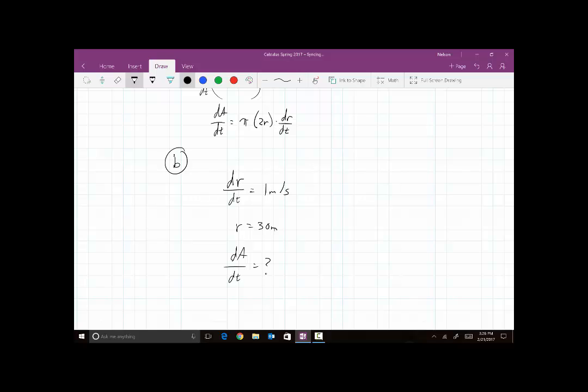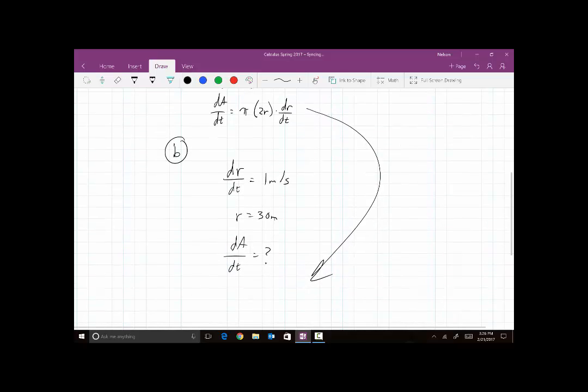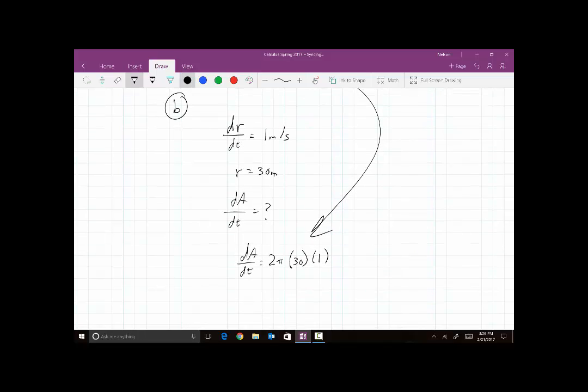Well, you have to use part A. Here's the formula that you're going to use. dA/dt is going to be 2 pi times r, which is 30, times dr/dt, which they tell you is 1. So you just plug this in, and you're going to get 15 pi. That's dA/dt.